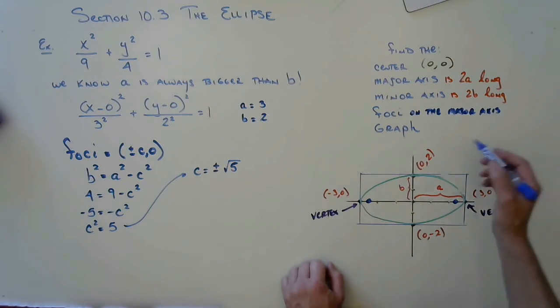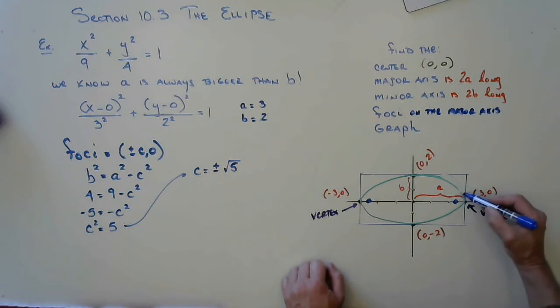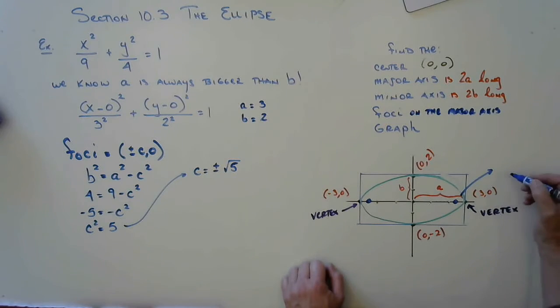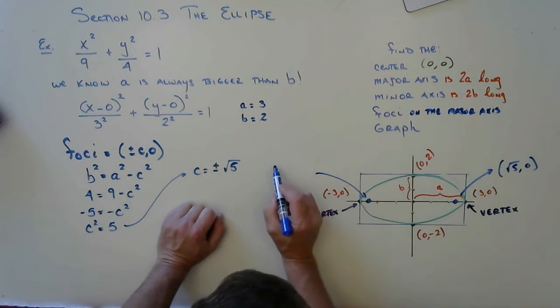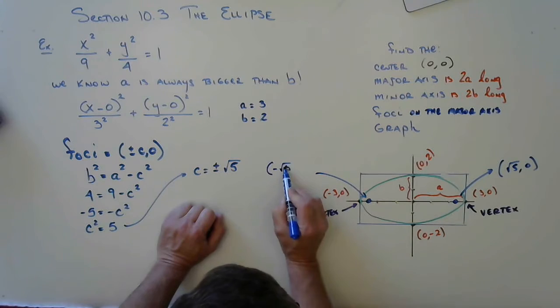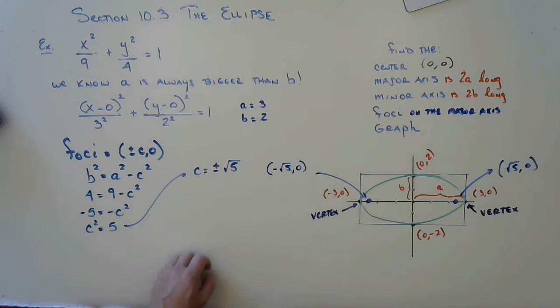So, what are our foci on our picture? Well, we can label those. We know what that point is. That point is we went over the square root of 5, 0. And over here, our other foci is minus the square root of 5, 0. So this is how we do an ellipse.